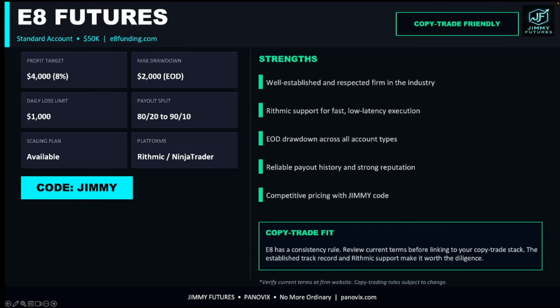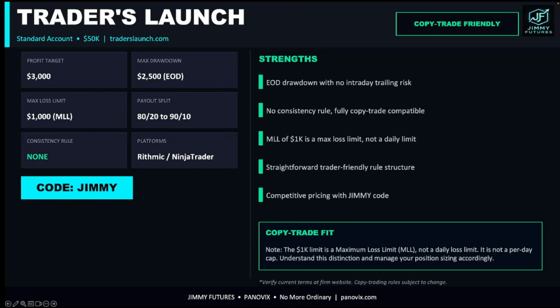You do have a little bit higher of a profit target when you do your eval with E8, but the payouts are pretty good. So the payouts are a little bit more than most, and it's a 90-10 profit split with E8, I believe. So check them out. Traders Launch is one that gets slept on. This one is good to have in the stack, but yeah, it's kind of hard with the copy trading because there's no access to Volumetrica for Panovix. But if you have another browser window open, you can trade it easily.